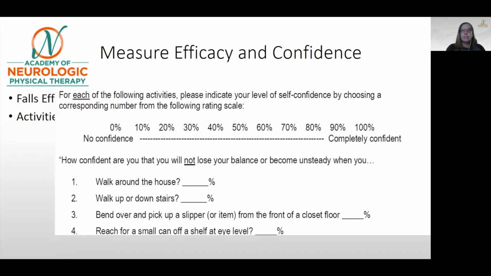The other is the Activities Balance Confidence Scale. This standardized measure allows you to identify how confident you are that you will not lose your balance or become unsteady when doing certain activities. They start with simple activities like walking around your house to getting up and down on an escalator carrying a package. And this is 0% to 100% confident. Again, as you start to understand what might be the challenges that they're facing, then based on their confidence and their efficacy, you're going to have a better understanding of where you need to intervene.